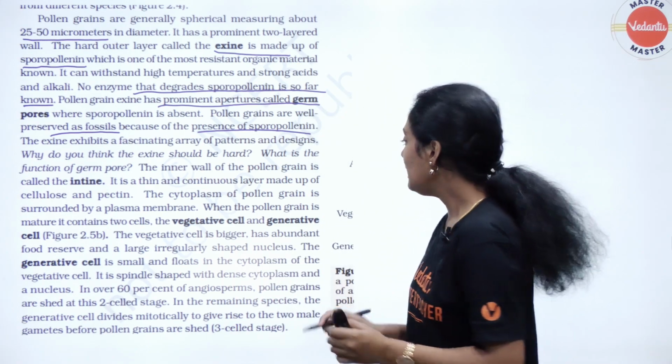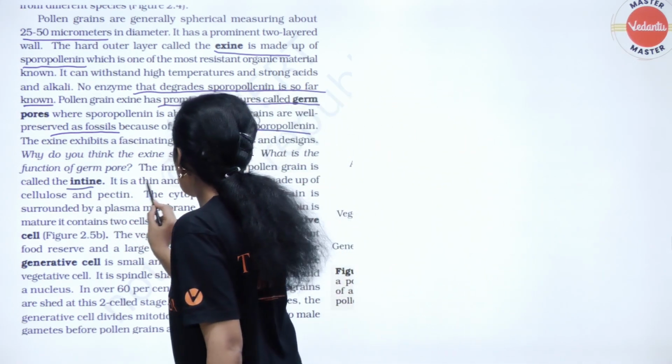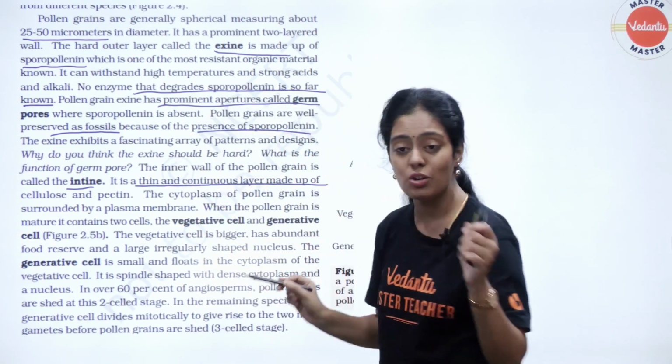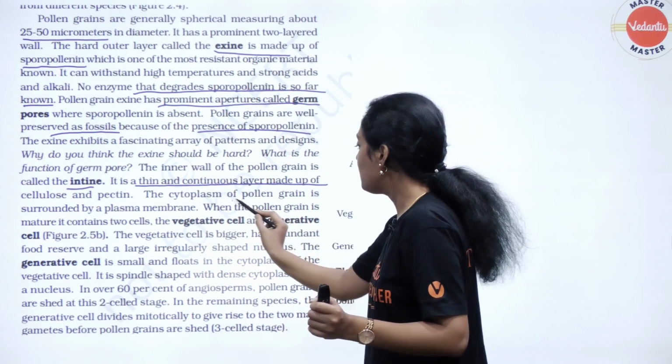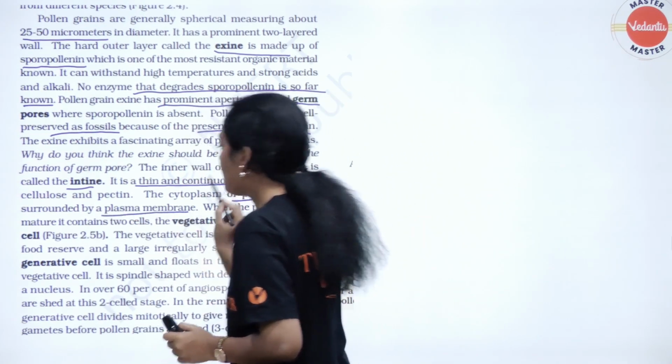Then the innermost layer is intine. So what is this intine? It is a thin and a continuous layer. What is it made up of? Cellulose and pectin. Okay, the cytoplasm of the pollen grain is surrounded by a plasma membrane.